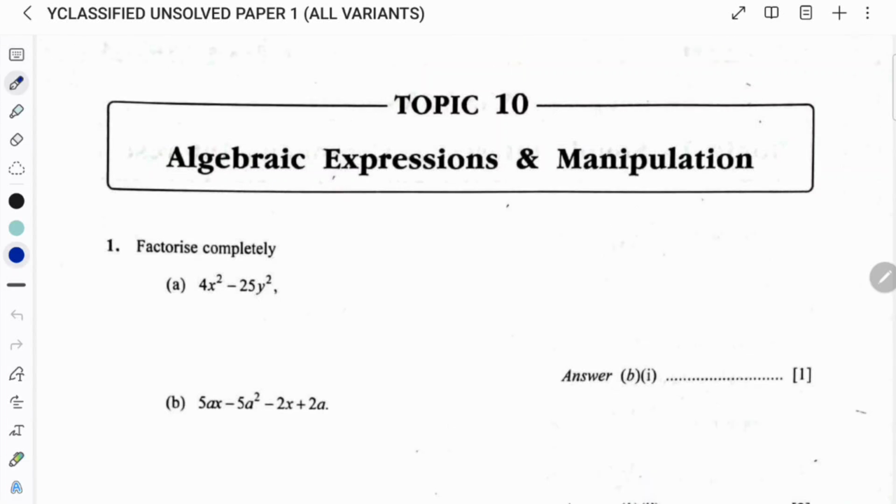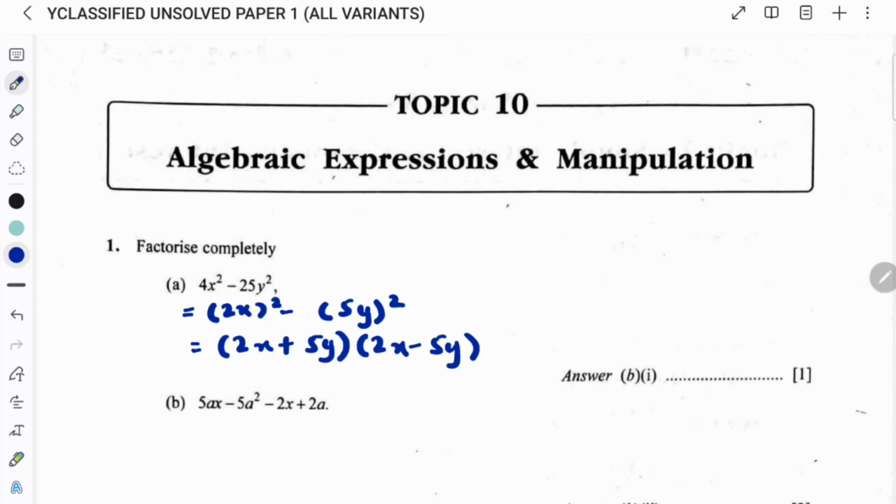So question number 1 is factorize completely. You can see it's a difference of two perfect squares, which is equal to the square of 2x and the square of 5y, and a minus sign is in the middle. So it will become 2x plus 5y and 2x minus 5y. So the answer is 2x plus 5y and 2x minus 5y.